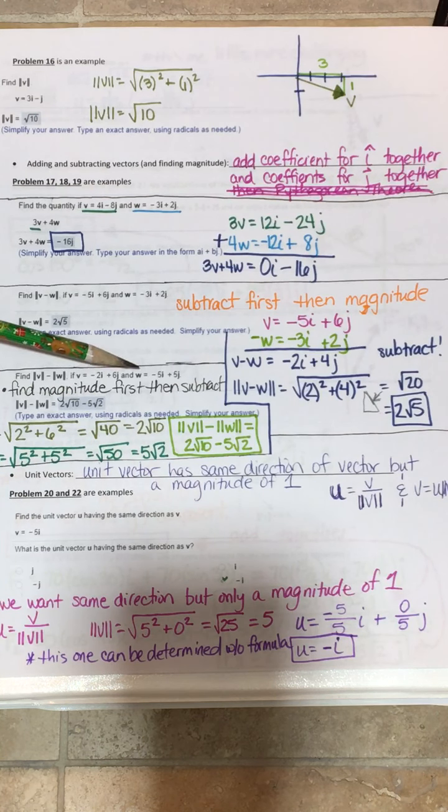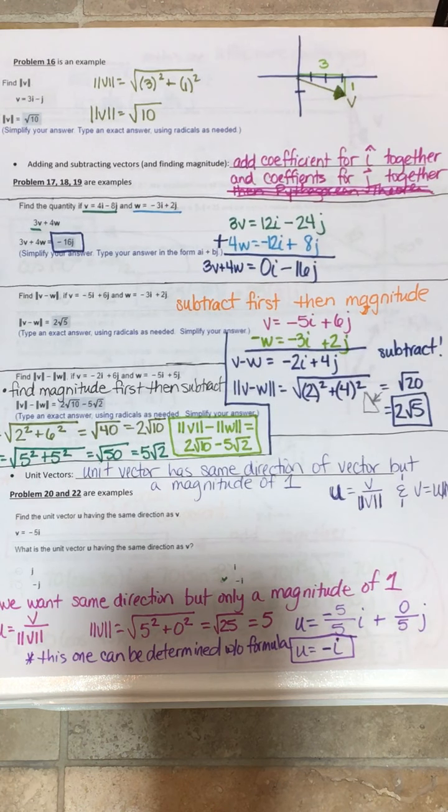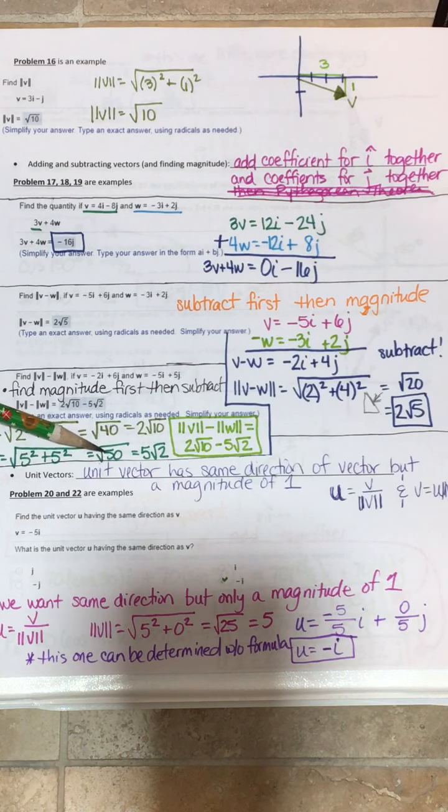Now we're going to find the magnitude of W. So our magnitude of W is going to be the square root of 5 squared plus 5 squared. So we get the square root of 50. The square root of 50 is 2 times 25. 25, we're taking that 5 out because we can take the square root of 25. So it's 5 square root of 2.